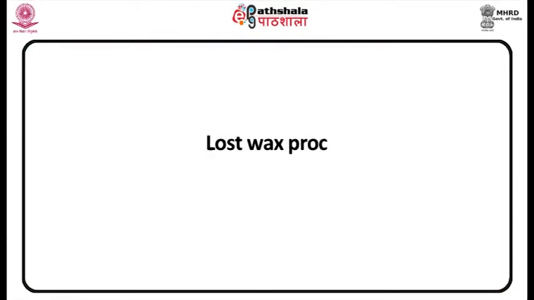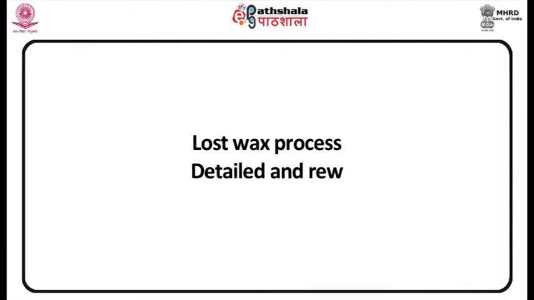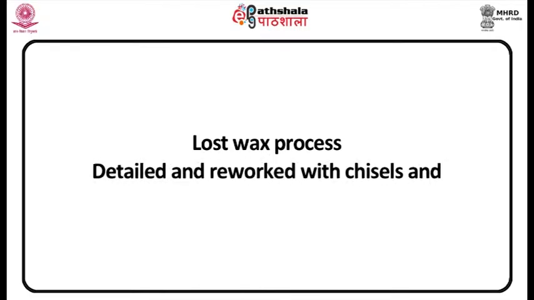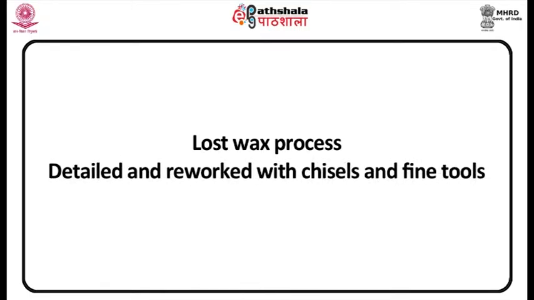The bronze doors at the Abbey Church of St. Michael, Hildesheim, were the first large-scale works cast in one piece since antiquity. Made in bronze casting, each door, including the impressive lion heads holding the ring handle, was cast as a single piece in the lost wax process and later detailed and reworked with chisels and fine tools.